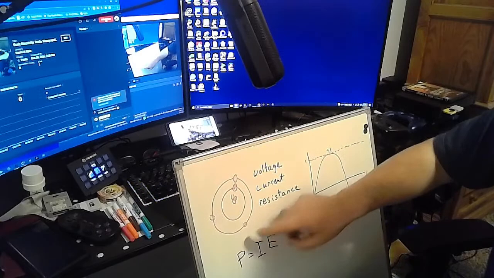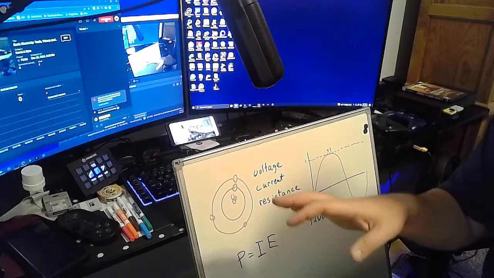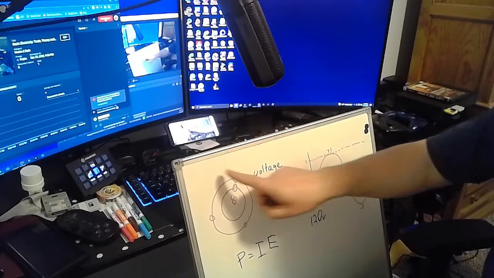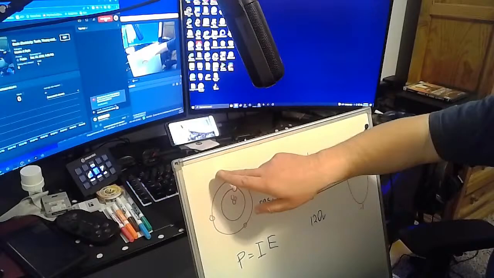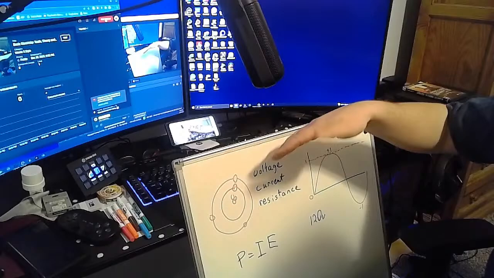Now, if there is a potential for these electrons to move, you have some sort of charge. You have a positive charge over here, and then you have a negative charge over here. Excuse me, a negative charge over here and a positive charge over here. The electrons are going to move over this way because they move from a negative charge to a positive charge to try and equalize the charge of the two, so they'll be the same.